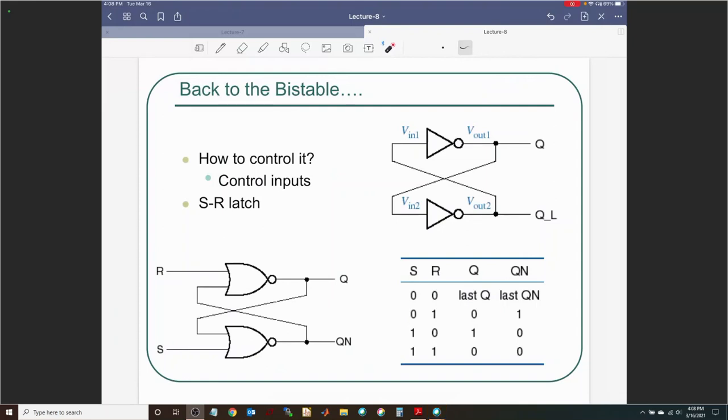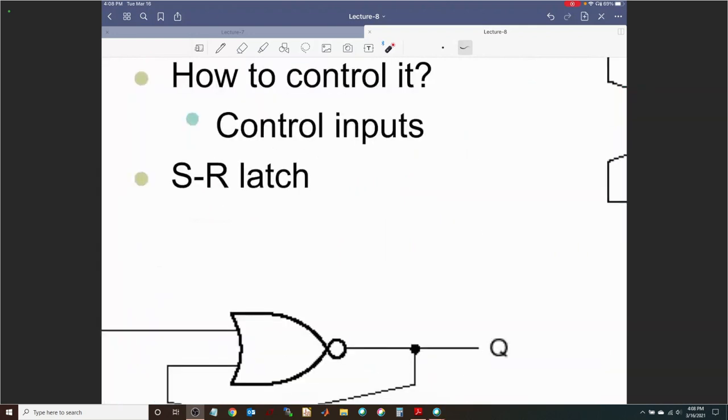But this is our NOR version of the SR latch. So why S, why R? What do you think S and R stand for? Reset instead, good. So S stands for set, R stands for reset, and a latch stands for a latch on a door to make sure that nothing goes in or out, right? So a latch is essentially storing one bit of information.